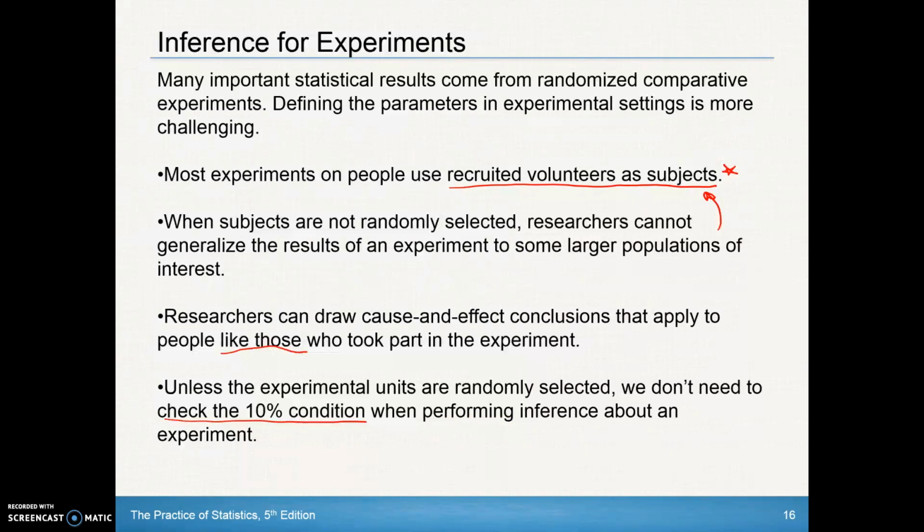All right, so when we get into box 2, again, we don't need to check for independence when performing inference about an experiment unless the experimental units are randomly selected.